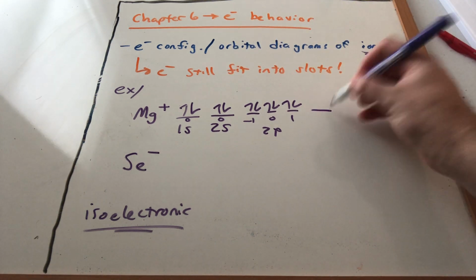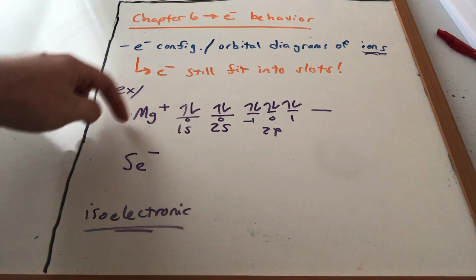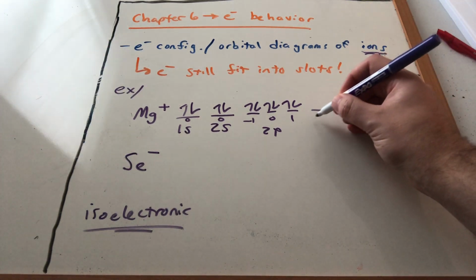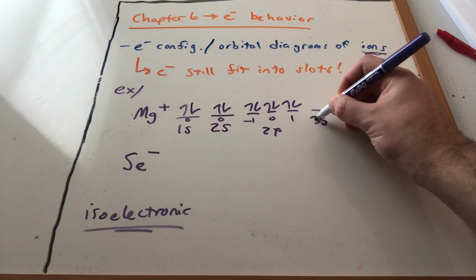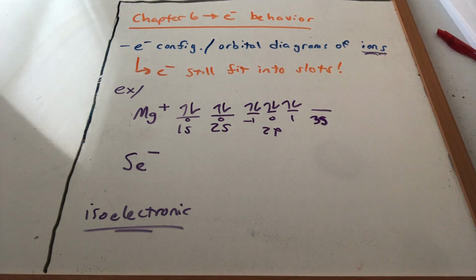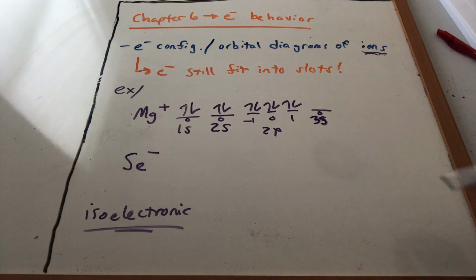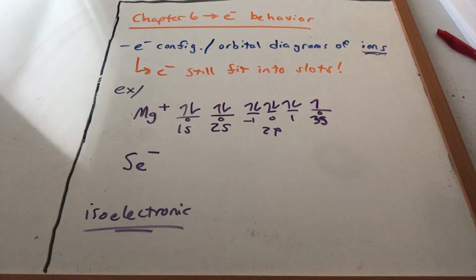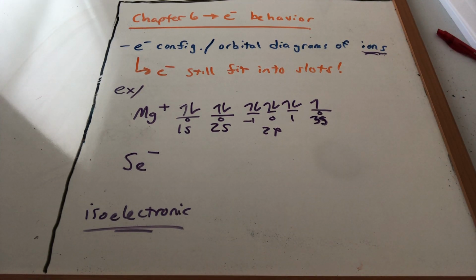We need one more electron because Mg is missing an electron if it's Mg+. And so we go down to the new period. Whenever we go down to a new period and we're on the left-hand side of the periodic table, we're filling s's. So this will be a 3s, right? And there's 1 electron there, okay?